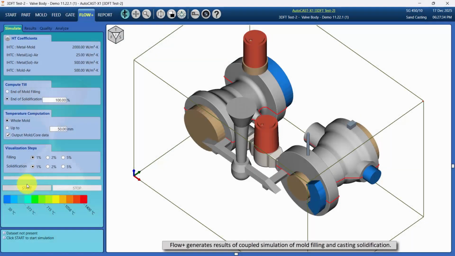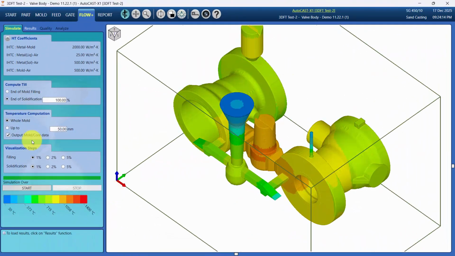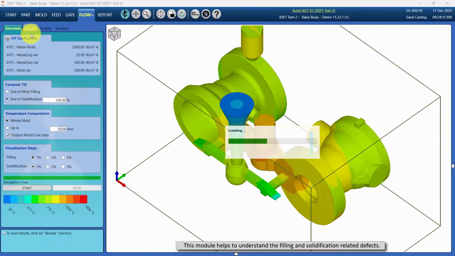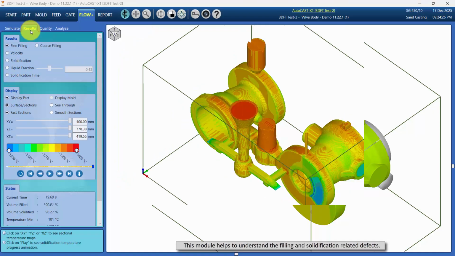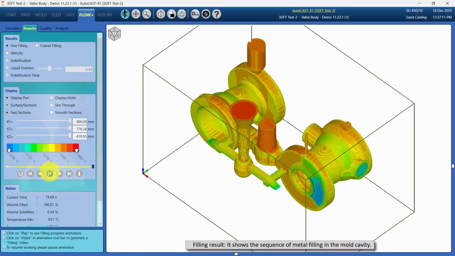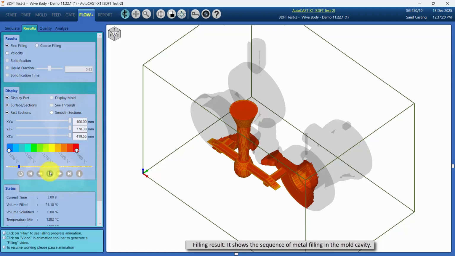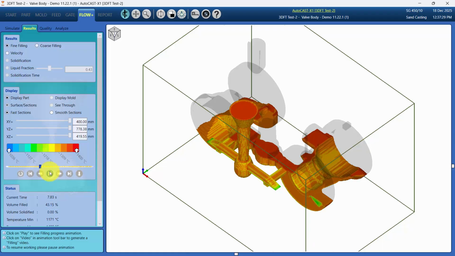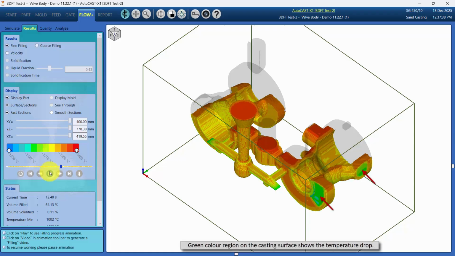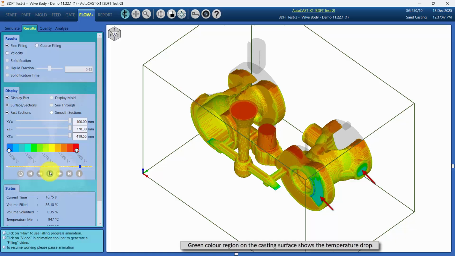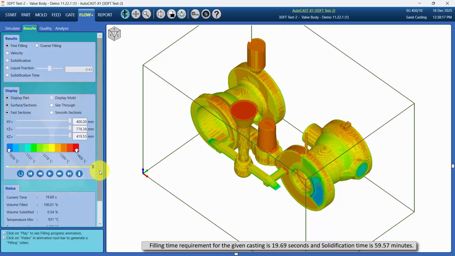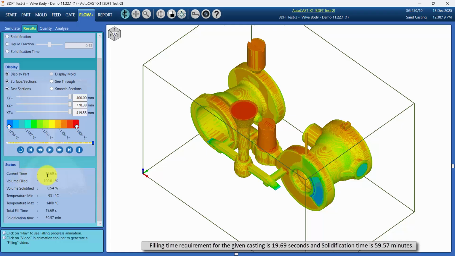Flow Plus generates results of coupled simulation of mold filling and casting solidification. This module helps to understand the filling and solidification related defect. Filling result, it shows the sequence of metal filling in the mold cavity. Green color region on the casting surface shows the temperature drop. Filling time requirement for the given casting is 19.69 seconds and solidification time is 59.57 minutes.